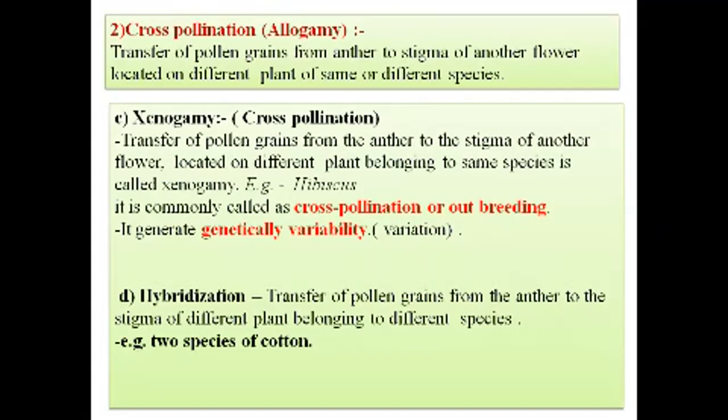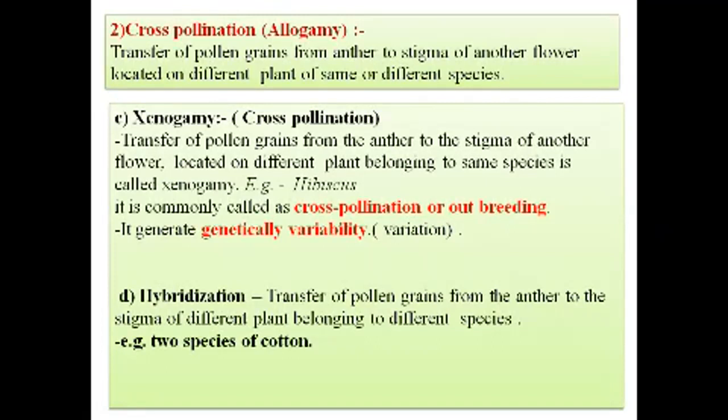Example, xenogamy occurs in the hibiscus plant. It is commonly called cross-pollination or outbreeding. It generates genetic variability, in which two plants of the same or different species are involved, and therefore genetic variability occurs.